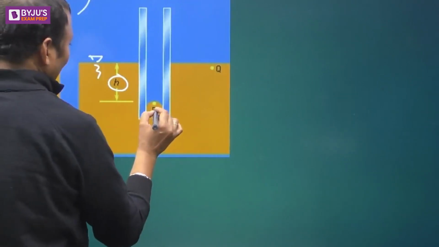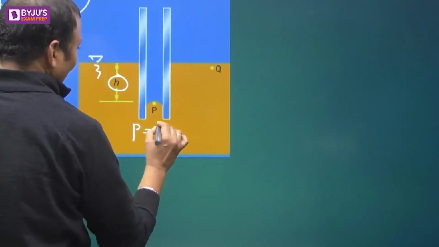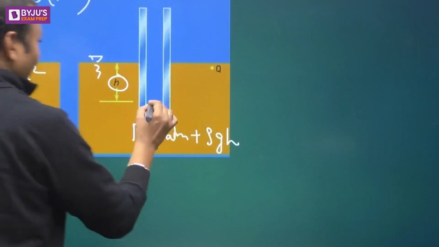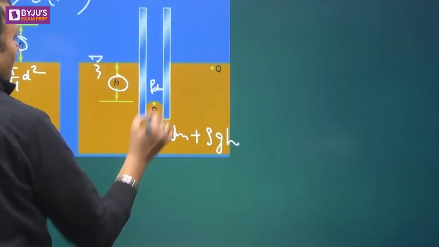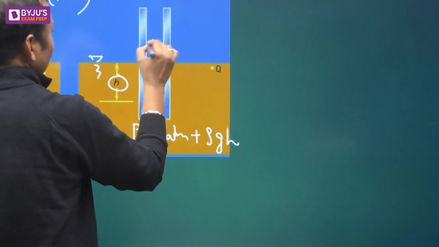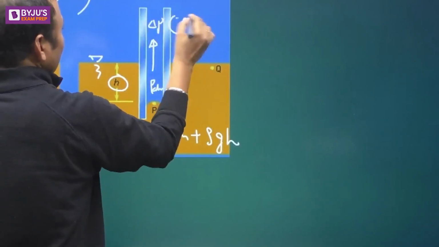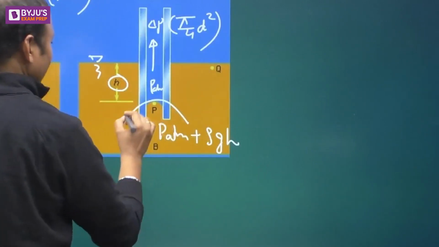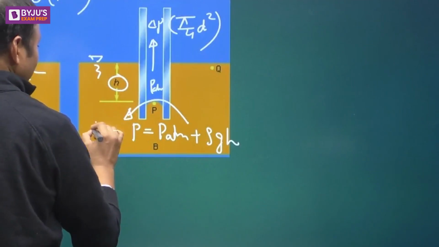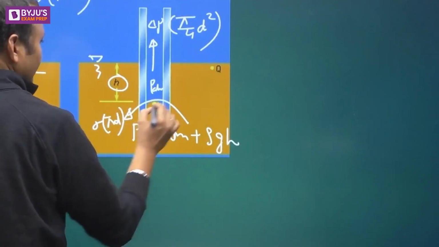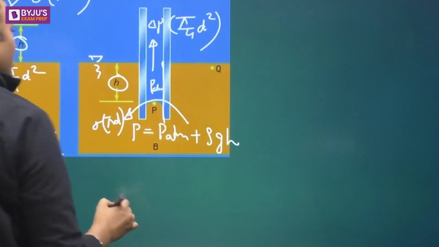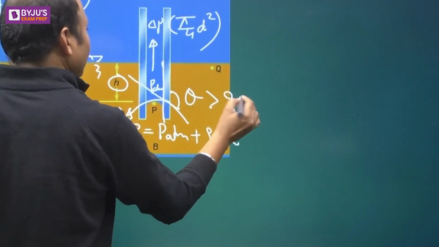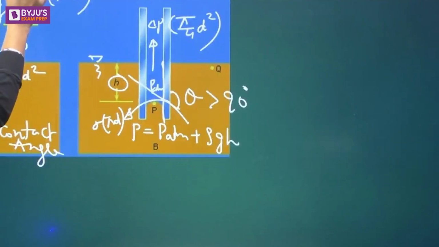Now if I talk about this P, the value of P is equal to PATM plus rho GH. So pressure is more here, the pressure outside is PATM. So the force will be upward, delta P into pi by 4 d square will be the pressure force, and there is a convex meniscus, so surface tension force sigma into pi d will be acting like this, and this angle theta is greater than 90 degree. Here theta is less than 90 degree.